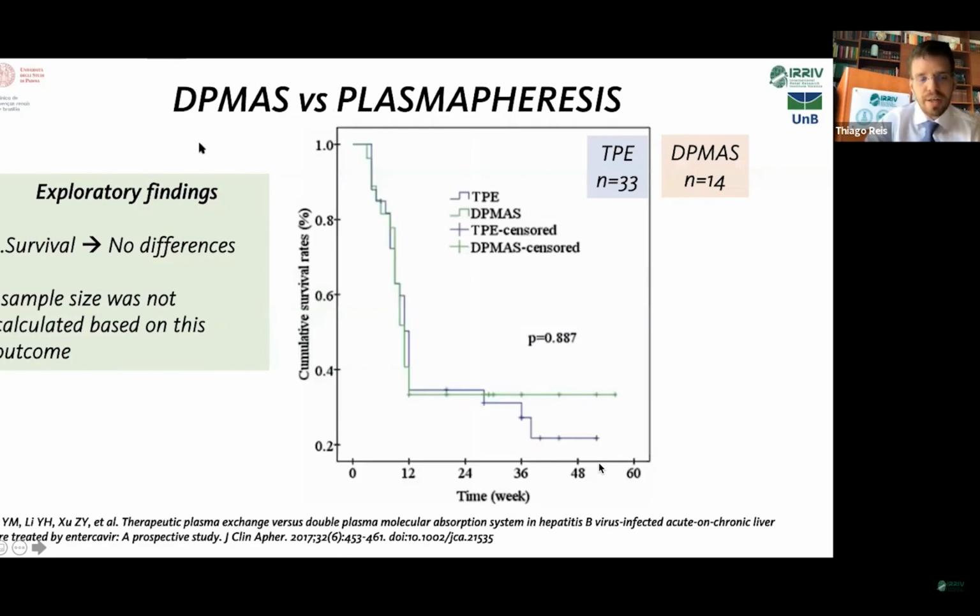This trial in China compared DPMAS versus plasmapheresis in patients with hepatitis B and acute liver failure. As a secondary outcome, so exploratory findings, the sample size was not calculated for these outcomes. However, there was no difference in mortality comparing patients that were submitted to plasmapheresis, 33 versus 14 for DPMAS.